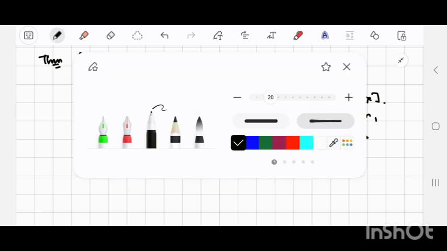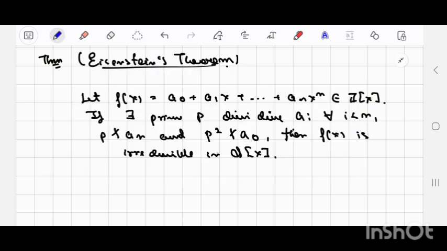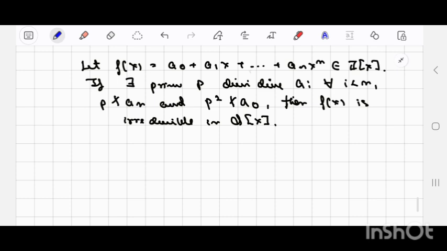Okay, let's see the proof. Have you got what I'm trying to prove? I'm giving a polynomial in Z[x]. P divides a0, P divides a1, till P divides a(n-1). P does not divide an, and P squared does not divide a0. Then this polynomial must be irreducible over Q[x].